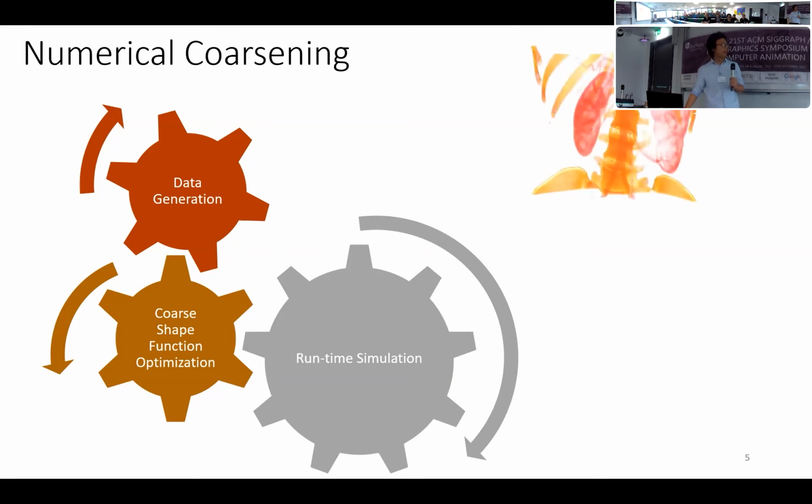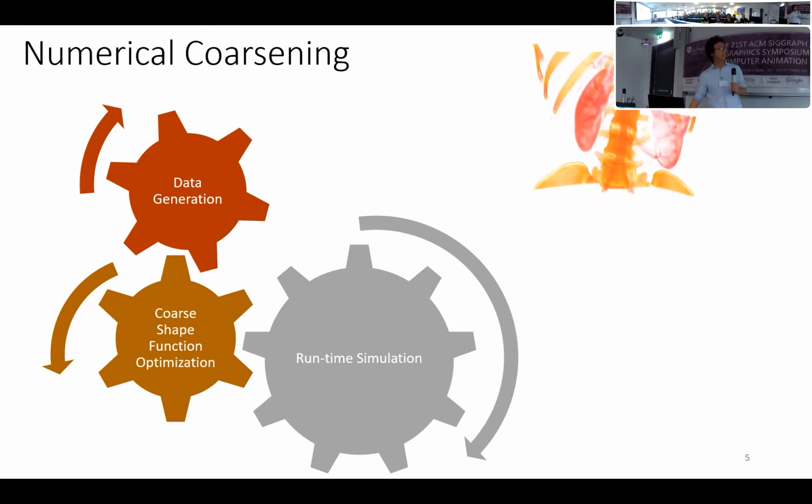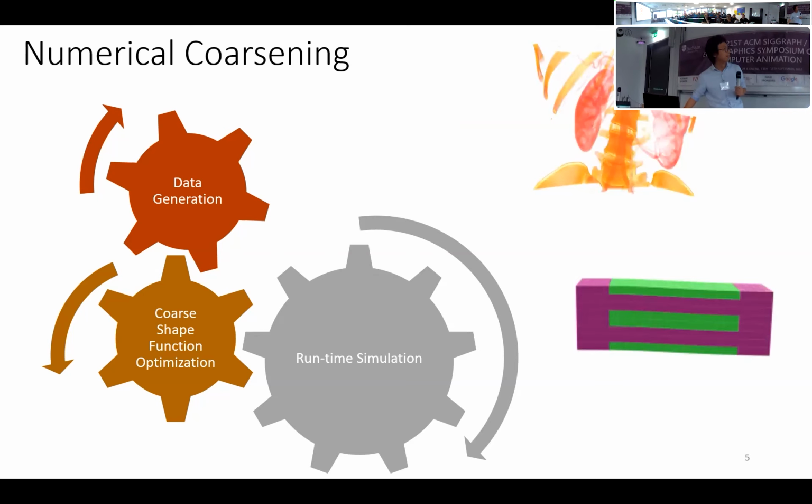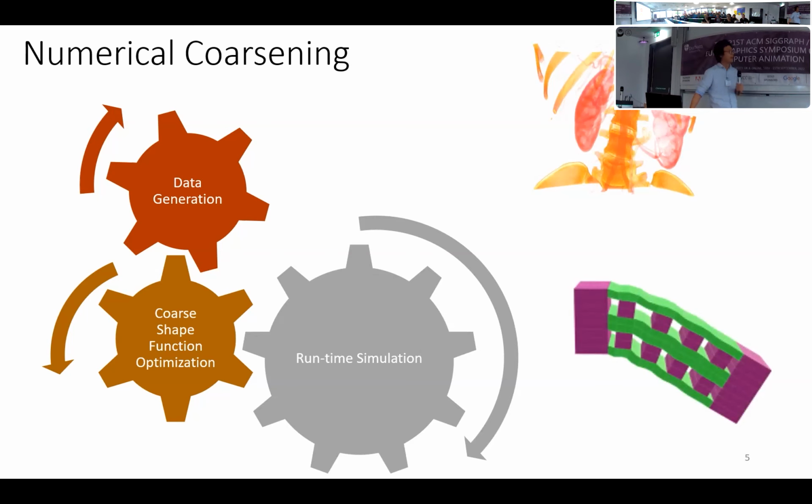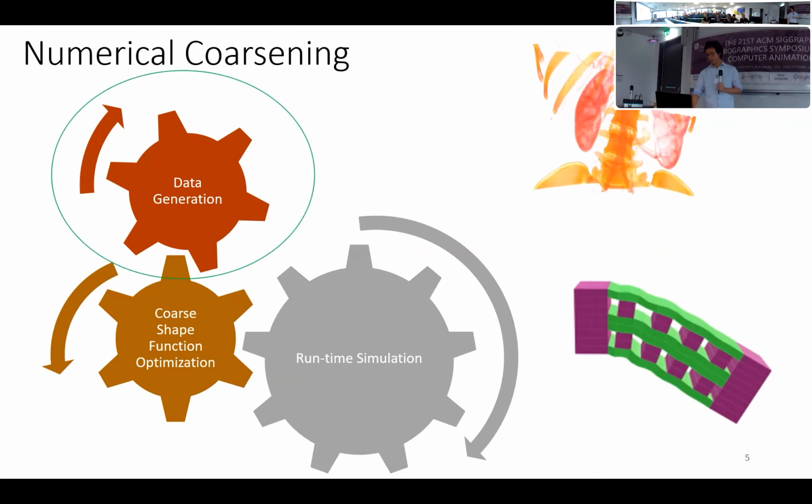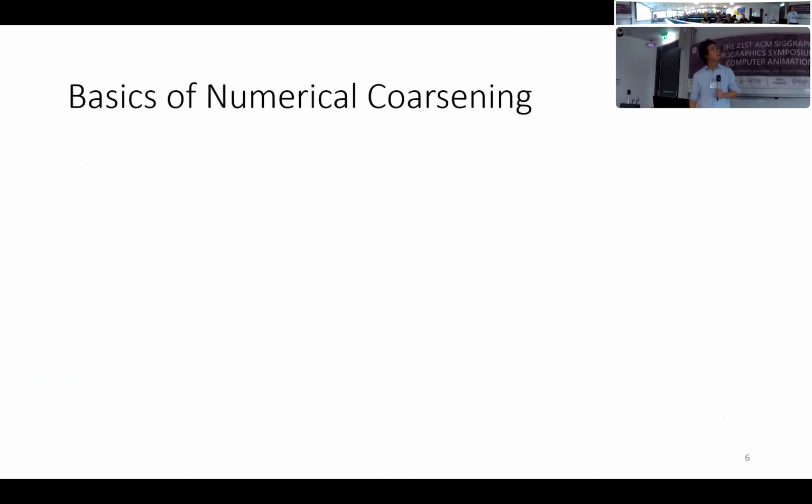But if we have a topology change in the model, like the incision of the anatomical model, or some material update, like some removal of the material inside the model, it's inevitable to update the model. The data generation and the coarse shape function optimization are two bottlenecks at runtime to update the model. Our method accelerated these two processes and made the runtime update possible.